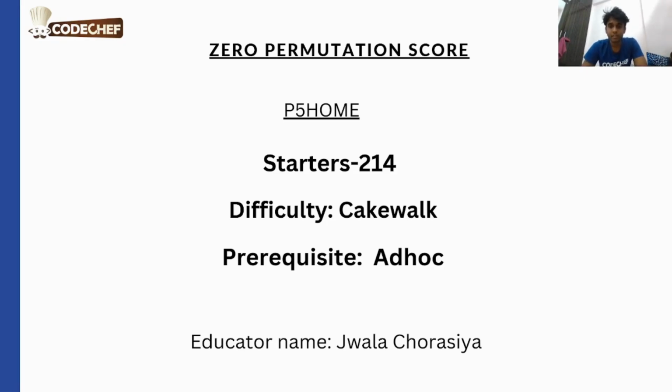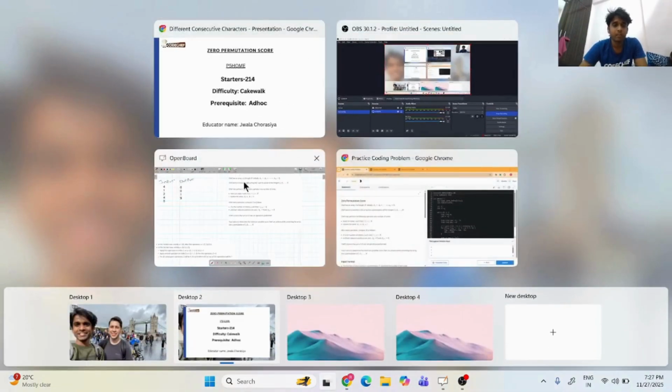Myself Zalachara and today we are going to solve the problem which came into Starters 214. The name of the problem is Zero Permutation Score and the problem code is P5HOME. The difficulty rating of the problem is cakewalk and the prerequisite is ad hoc. Let's start with reading the problem statement over here.